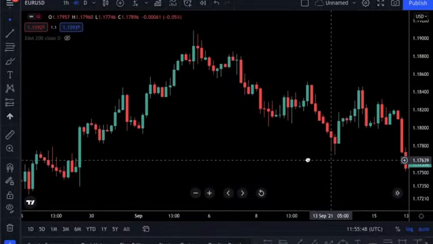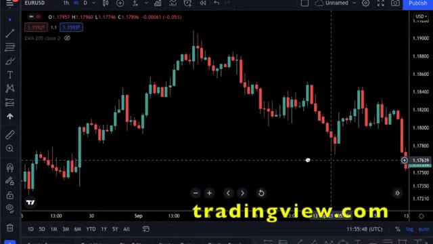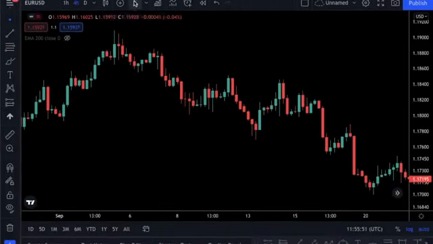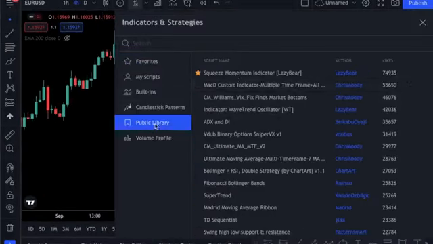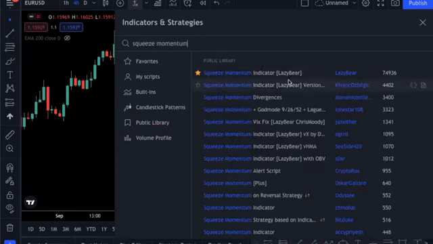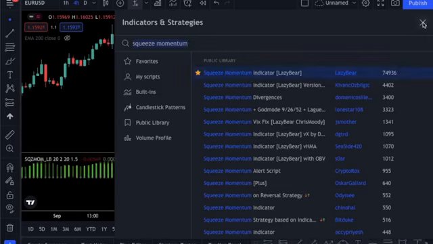Okay, let's start. As usual, we will open tradingview.com. To add this indicator, you have to click on the Indicators and Strategies icon on the top, and we will go to the public library. The Squeeze Momentum Indicator should be on top, since it is the most popular indicator out there. If you cannot find it, you can type it on the search bar above. Feel free to add it to your favorite indicators.